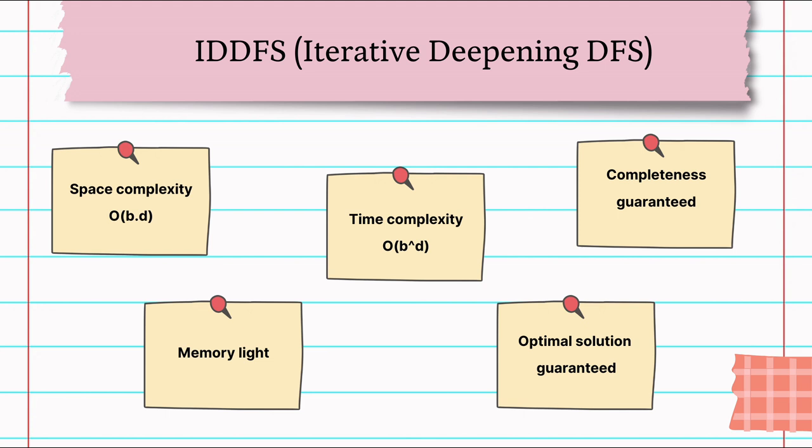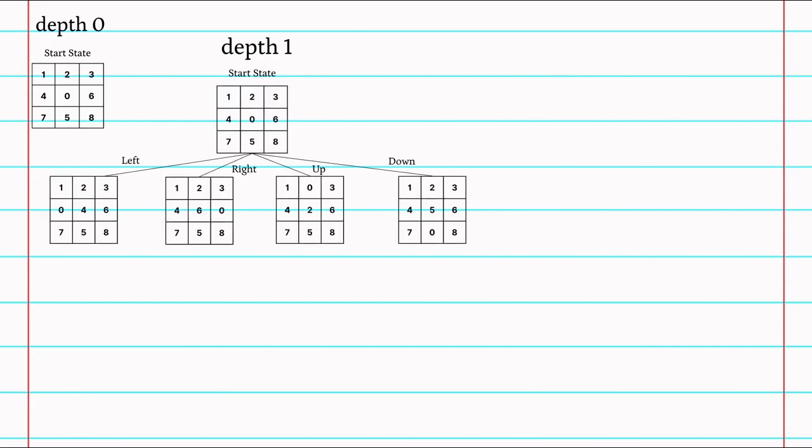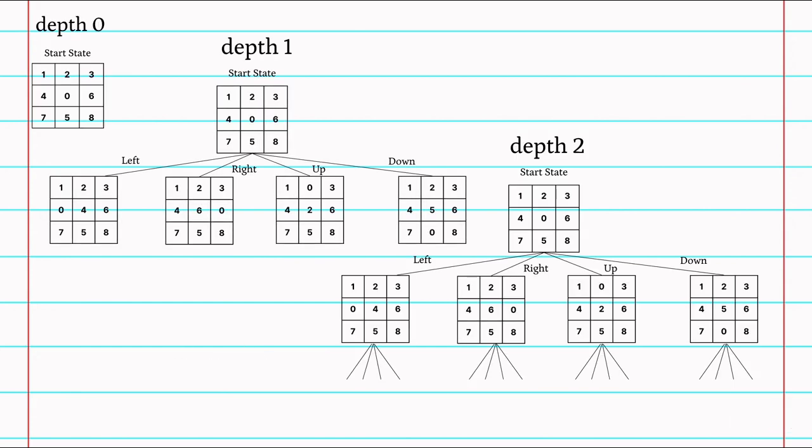Its overall time complexity stays order of b to the power d since most nodes are at the deepest level and are expanded once, while nodes at shallower depths are revisited but don't cause any excessive overhead. Here, the diagram illustrates repeated DFS at increasing depths, showing a layered search that expands wider gradually until the goal is found.